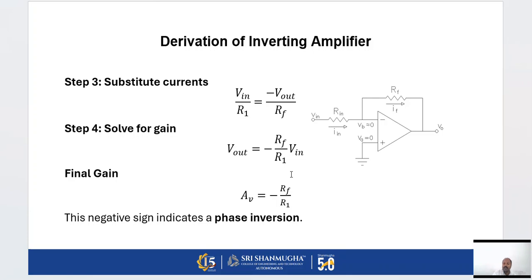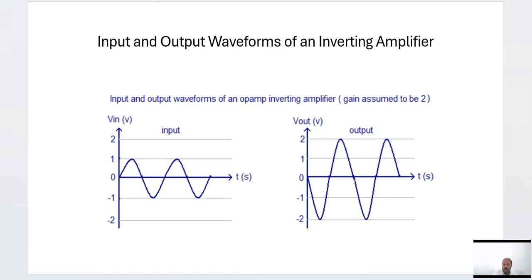This is called the inverting amplifier. As we said, the output will be the inverting of the input. So this negative sign indicates a phase inversion. This is the waveform of the input and output of an inverting amplifier.